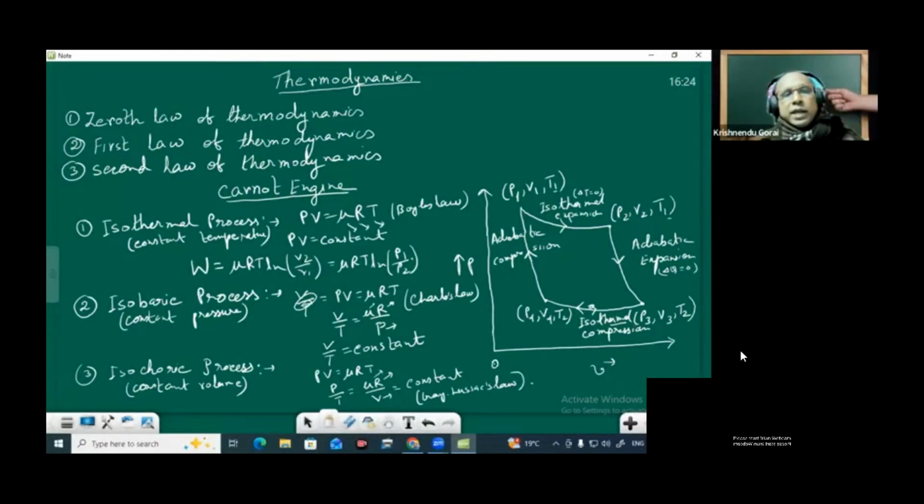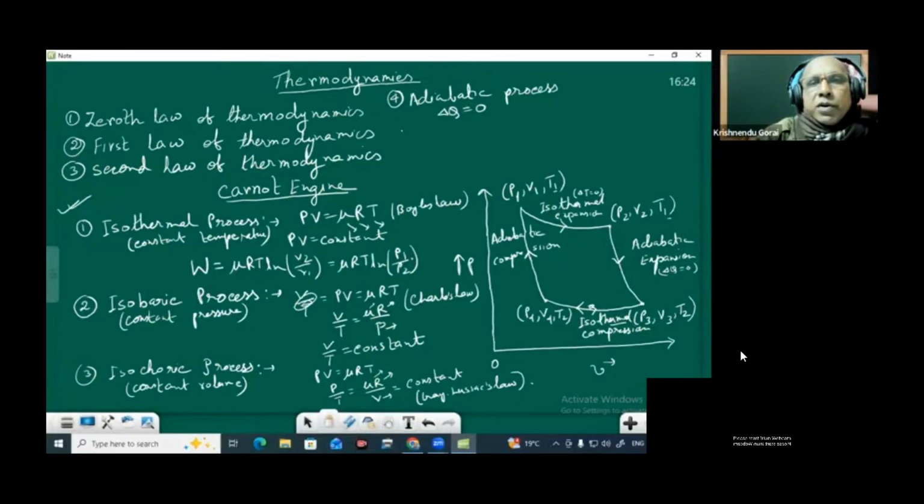And the fourth one is the adiabatic process. I'm writing it here last because we need only two things: the isothermal process and the adiabatic process. In the adiabatic process, you know that del Q is equal to 0. No exchange of heat energy is there. And in the adiabatic process, the work done will be this one.